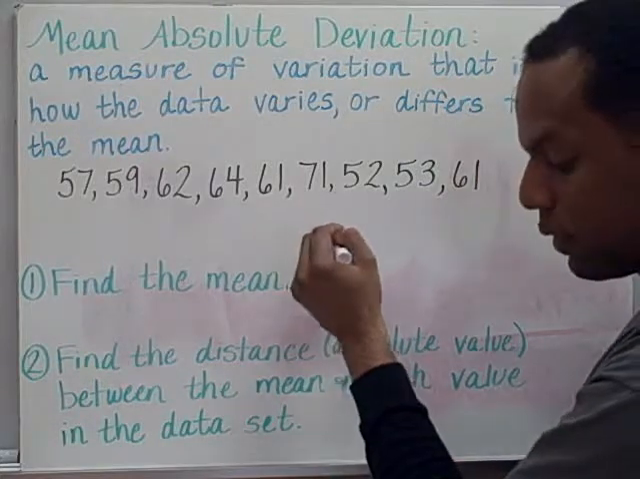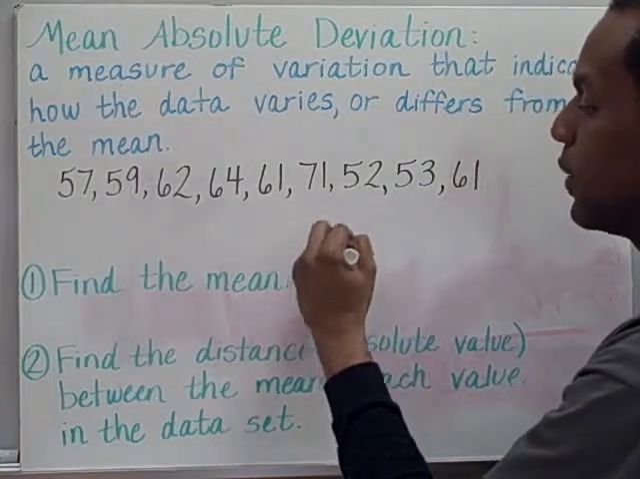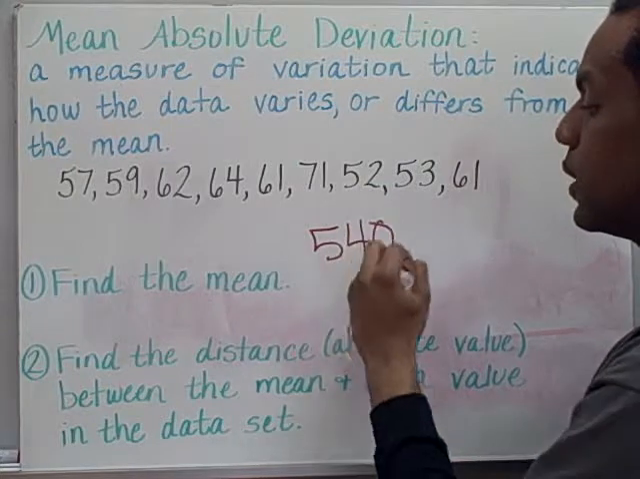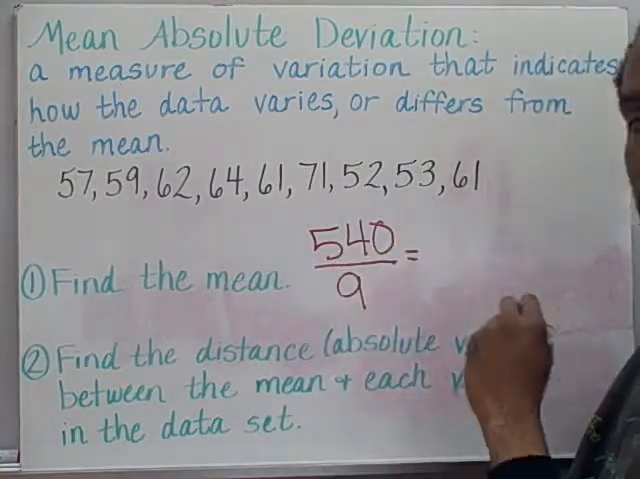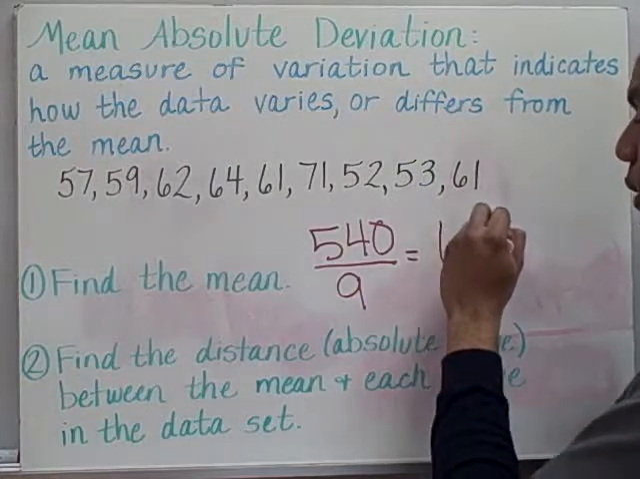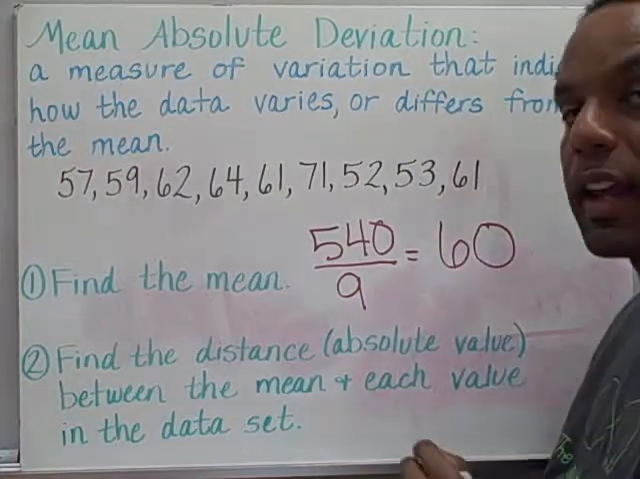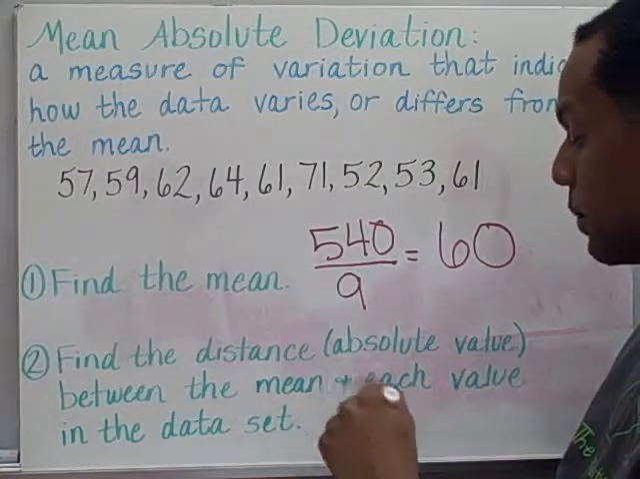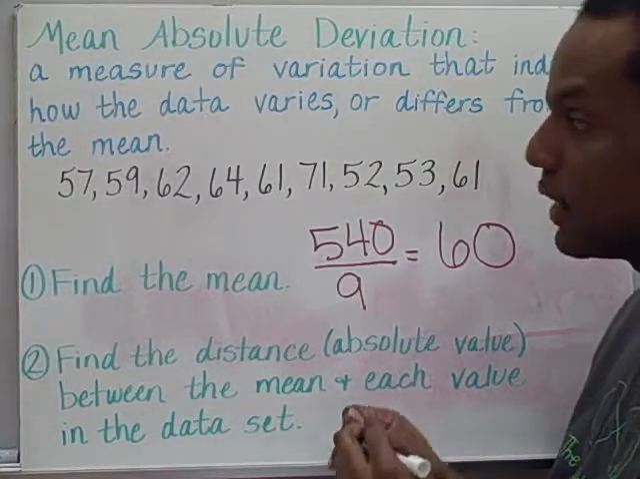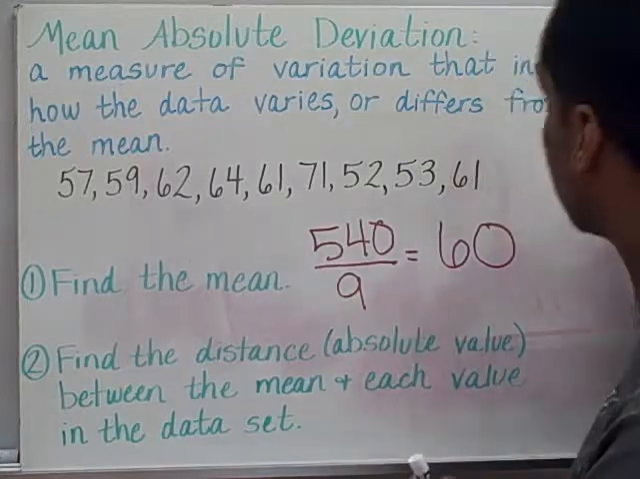So when we add all these numbers up, it ends up being 540. And then we would divide by 9. And that will equal 60. So our next step is to find the distance, or the absolute value, between the mean and each value in the data set. So we're going to do that on the next board.